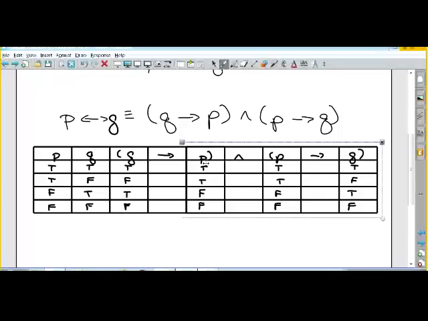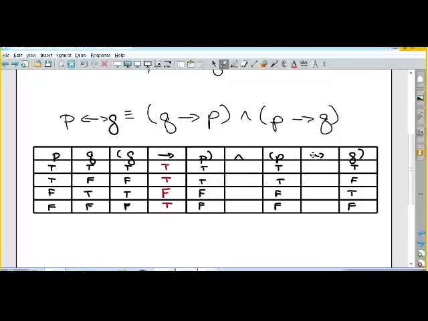Then we use the conditional for comparing these two truth values, and we use the conditional comparing these two truth values. I'm trying to get rid of that little box. I don't know why it does it. Oh, there we go. Good. The conditional is only false if the first truth value is true and the second one is false. So this is the only false that we get. Everything else is true for the conditional statement.